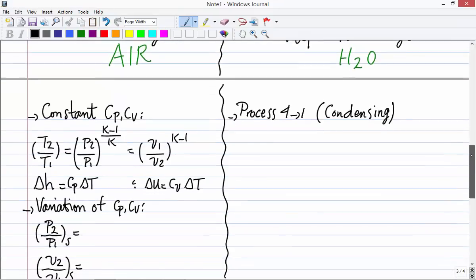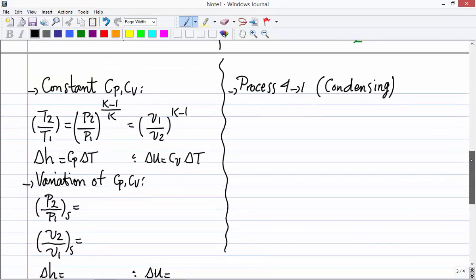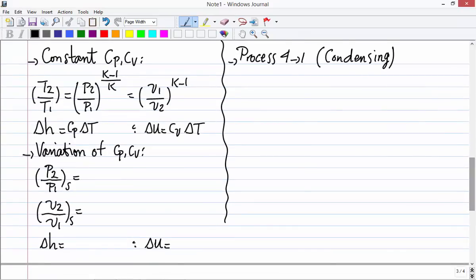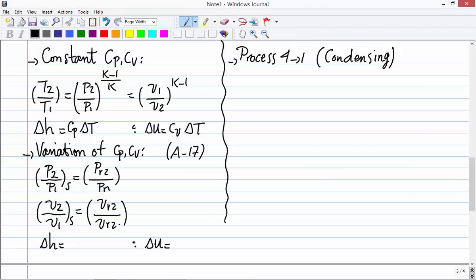But if CP and CV are changing, then we need to use this table A17 in the textbook, in the central textbook, and then we can go that, okay, this is the ratio. I've done this in other examples. If you want, you can check our other lectures. And here is for specific volumes, that these are relative volumes, so we could use these guys.